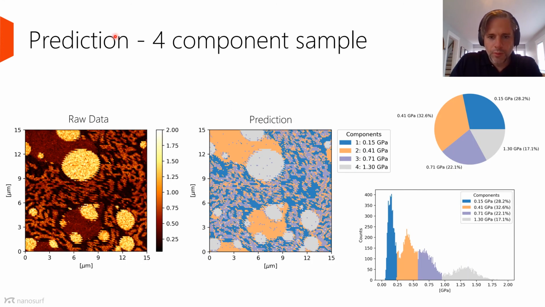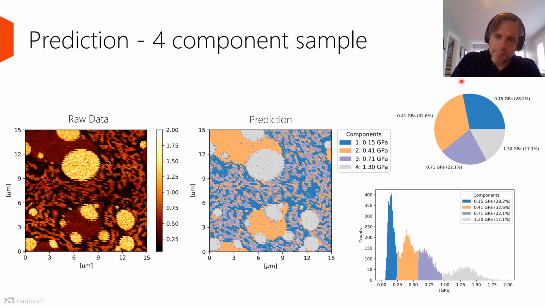But going back to using machine learning, if we take the raw data and now pass it through our same Gaussian mixture model, we see now that the 4 components are accurately identified. We have in the background, which was darker here, this blue component with a 0.15 gigapascal stiffness. Here's the second component with 0.41 gigapascals. Then this snake-like or wavy pattern, 0.71, and then the stiffer pattern here, 1.3 gigapascal.